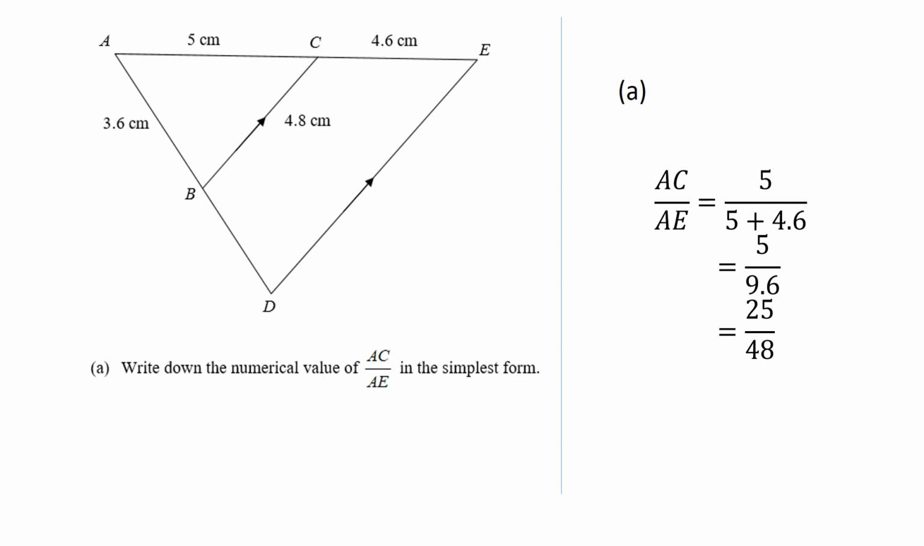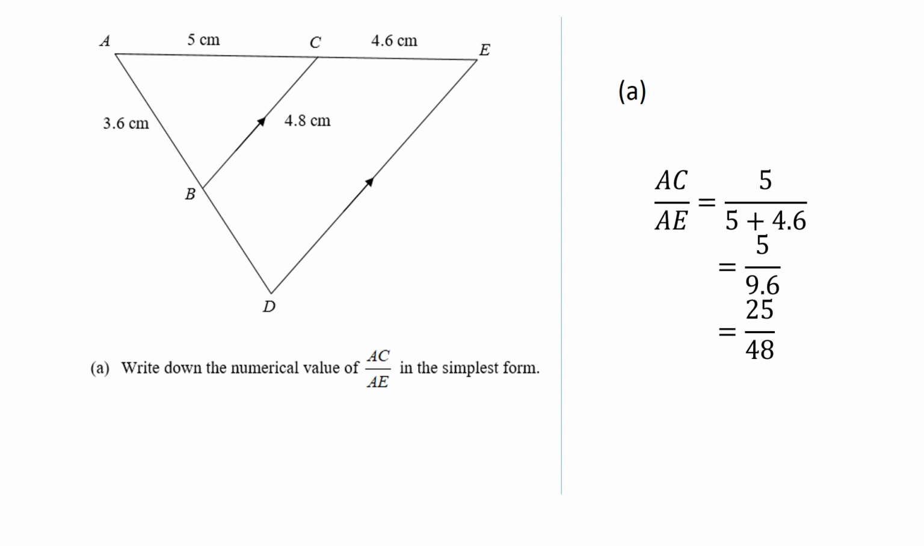Now, the question requires you to find the numerical value of AC over AE in the simplest form. So if you leave the answer as 5 over 9.6, this is not the simplest form because 9.6 is a decimal number. You cannot have a decimal number in the fractions. So what you can do is simply use the calculator, use the fractions symbol in the calculator, key in 5 at the numerator, key in 9.6 at the denominator, and then the calculator will simplify for you to get 25 over 48. Right?